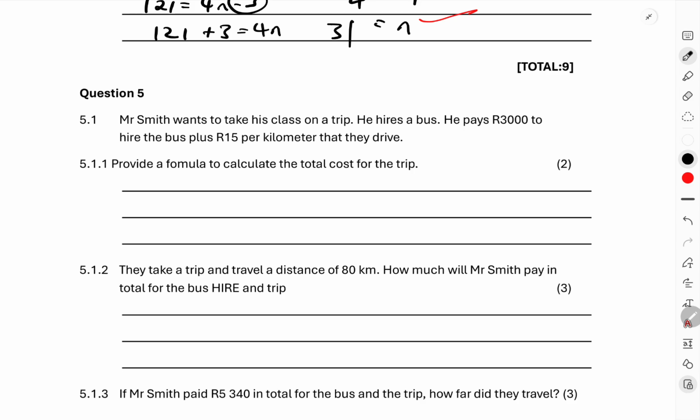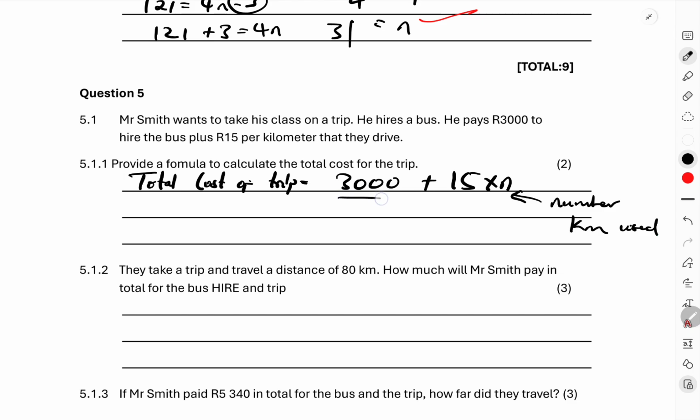Then it says provide a formula to calculate the cost of the trip. So the total cost of the trip, it is going to become 3,000 rands for hiring plus 15 times n, where n represents the number of kilometers driven or used, right? It means even if Mr. Smith doesn't drive the car, he will still pay the 3,000. And if he drives the car, he will pay 3,000 for hiring the bus and 15 rand for every kilometer that they use. And n stands for the number of kilometers that they are going to use.